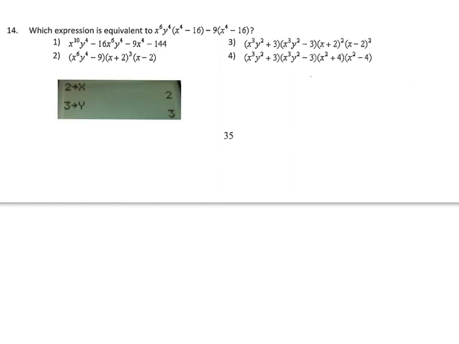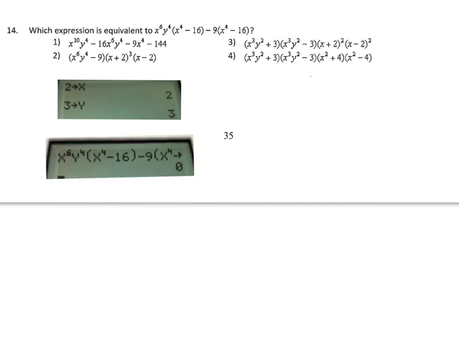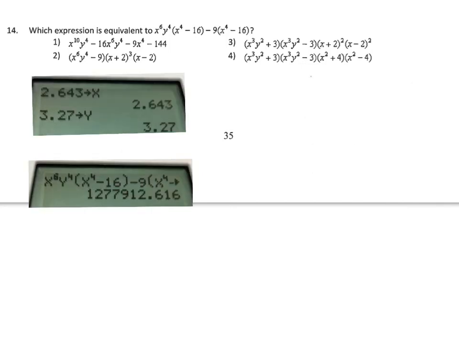Okay, and now let me plug the original expression into the calculator. This is what I got: I wound up getting 0 as my answer. I may want to store my x and y as different values, and you could be unique, like 2.643, whatever you want. Or I can plug in the answer choices one by one and, fingers crossed, hopefully only one of them gives me 0. I decided to go with the first option because I didn't want to take the chance of plugging all those in and getting more than one of them to equal 0, because it's a lot to type in when you look at that.